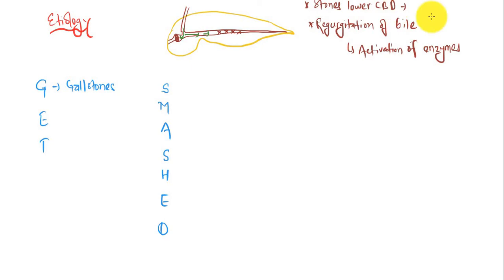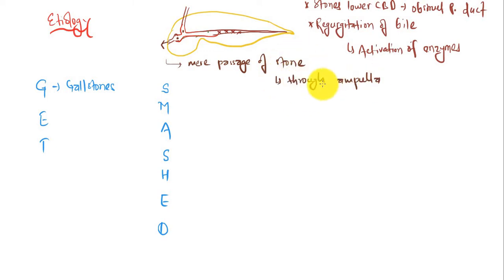So the stones in the lower part of the common bile duct can cause obstruction of the pancreatic duct, and there may be a stone in the ampulla of Vater. And even the mere passage of a stone through the ampulla of Vater can initiate an attack of acute pancreatitis.